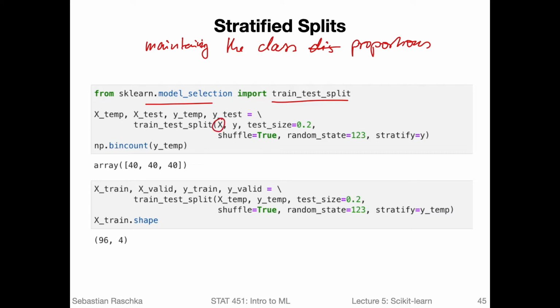Here my dataset is X, the features, let's say the features corresponding to the 150 flowers, and then my 150 labels. Let's call them instances: 150 feature rows corresponding to the flower instances, and 150 corresponding labels, and then we will split that into 20% as a test dataset, and the remainder will be a temporary dataset.